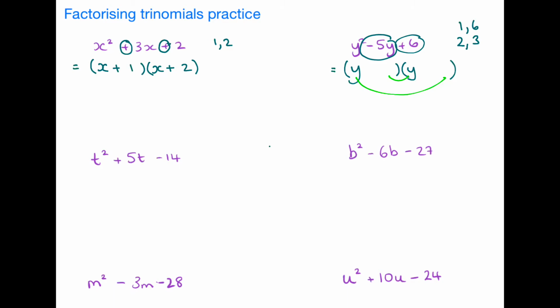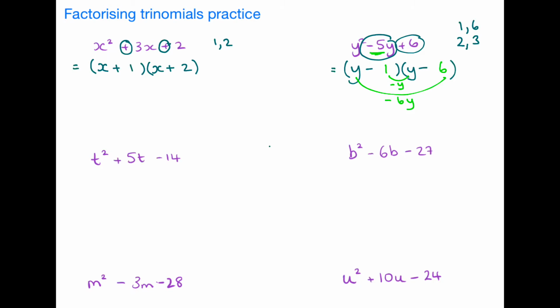Okay, so let's try it with 1 and 6. Wait a minute, sorry, before we put the numbers in, remember the signs in the brackets. So our plus on the end here, plus 6, means the signs in the brackets have to be the same as each other and they've to be the same as that one. So we've got a minus and a minus in the brackets. Okay, so now we can slot our numbers in. Let's try 1 and 6. Well, from that, we would get negative y here and negative 6y there. That gives us negative 7y altogether. So that is not the correct answer because we want negative 5y.